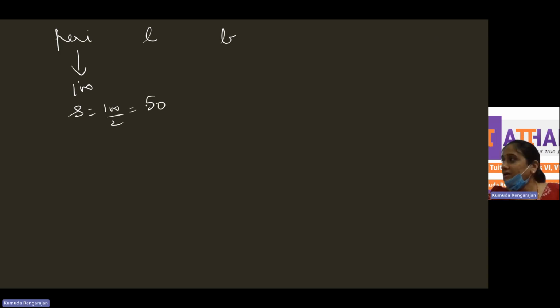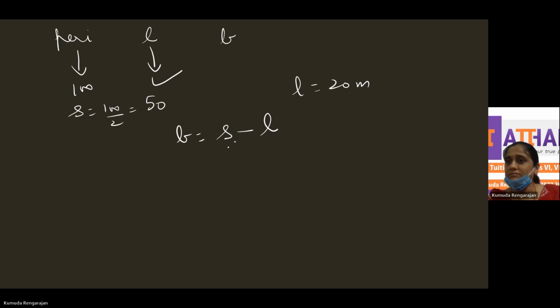For area, area is L into B is equal to area. So there it will be division. With the help of perimeter, you should find the semi-perimeter. Supposing perimeter is 100. Semi-perimeter will be 100 by 2, which is 50. Then the length is given. Supposing the length is, say, 20 meters. So semi-perimeter minus the length will be the breadth. If you want to find the length, it will be semi-perimeter minus breadth.